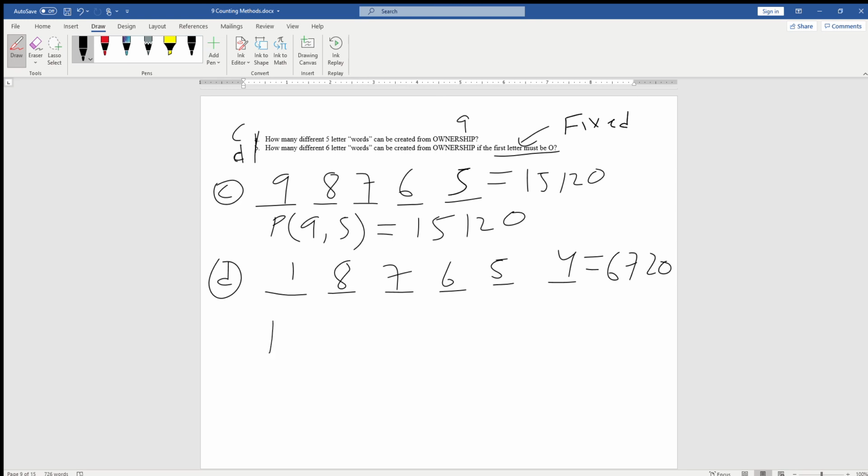Another way to do this is to say permutation 8. Now remember, that's 8 because there is one fixed object. Instead of 6 letters, we're going to have 5 letters. So permutation 8, 5. I'm going to go ahead and stick that in my calculator. So 8 permutation 5, and that's going to be again 6720.